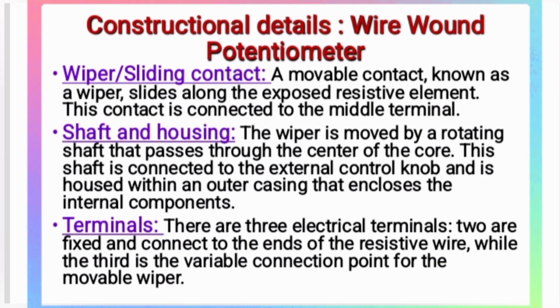Shaft and housing. The wiper is moved by a rotating shaft that passes through the center of the core. This shaft is connected to the external control knob and is housed within an outer casing that encloses the internal components. Terminals. There are 3 electrical terminals. 2 are fixed and connect to the ends of the resistive wire, while the third is the variable connection point for the movable wiper.